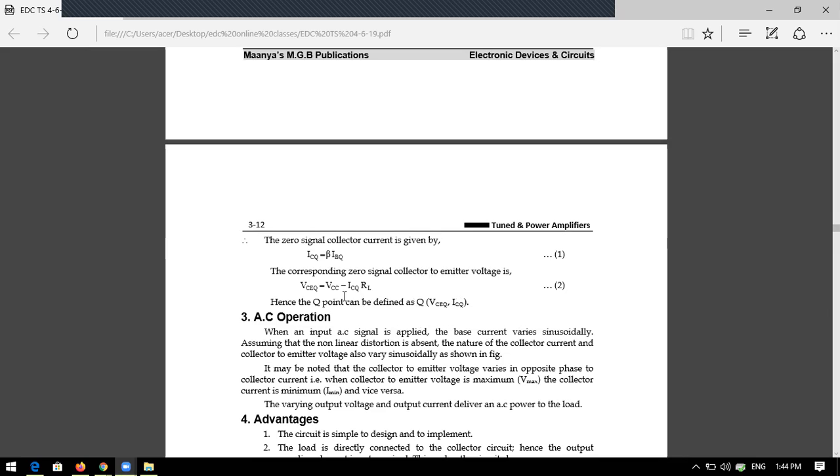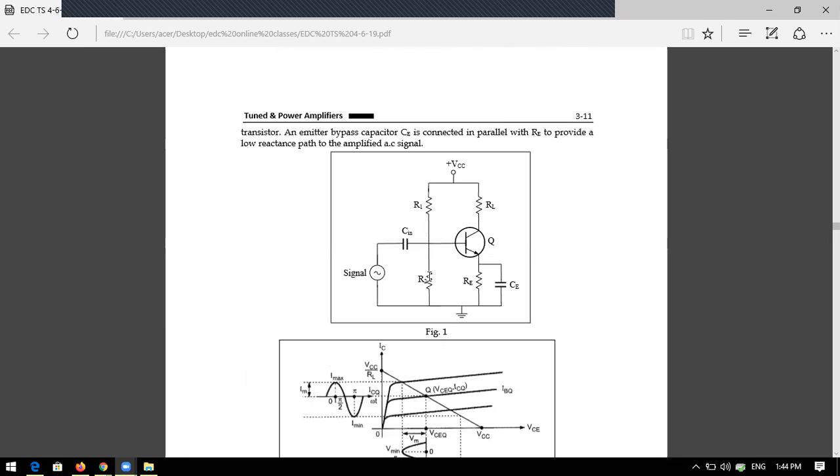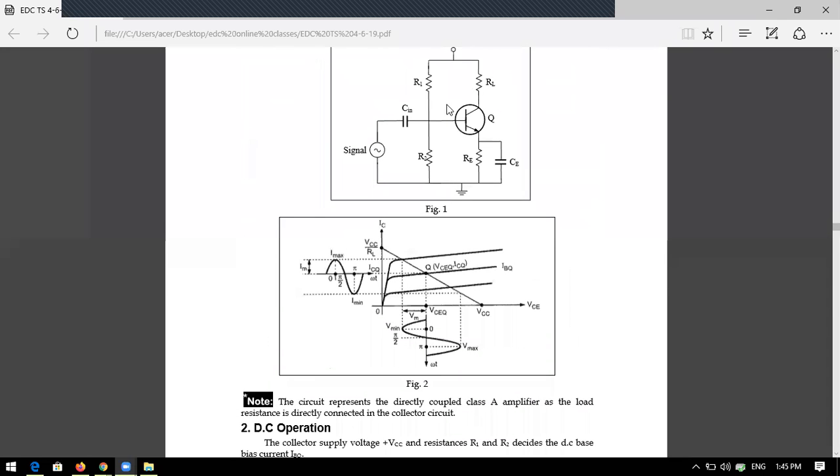The same applies in AC operation. What is AC operation? With VCC, you also apply an AC signal at the input. In AC operation, the AC signal is applied to the base current through Cin, the input capacitor. It will amplify the signal, and you get the output at the load. The operation is the same as that of a CE amplifier.